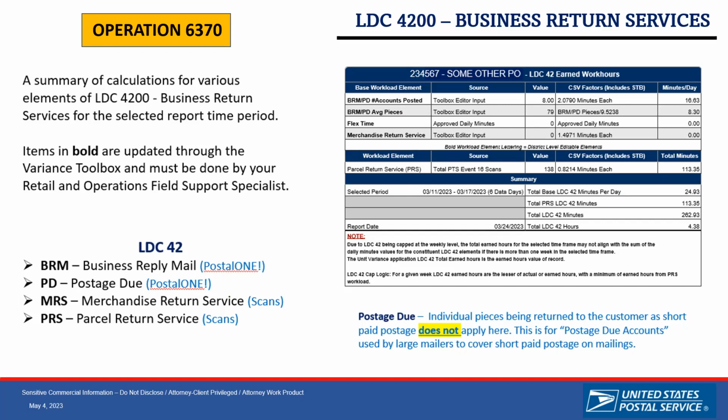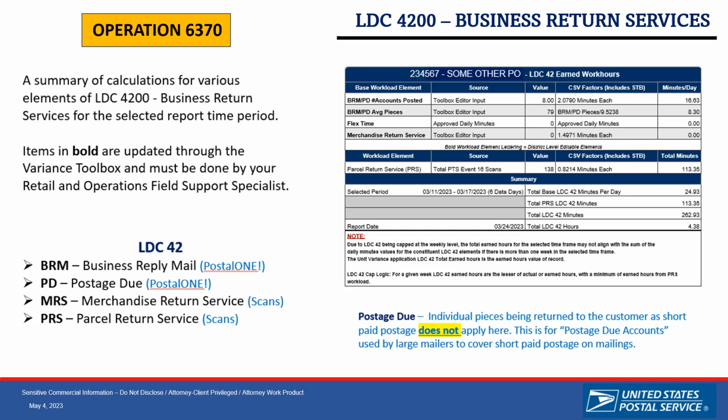By not maximizing that time and using it to perform the PRS duties, the BRM duties, the MRS, or the postage due, as your accounts get budgeted the next year, you stand to lose that time. If you look into where it says source, you'll see where it says toolbox editor input. That means the values to the right of that need to be updated in the CSV toolbox. And again, that's something that needs to be done by your field operations support specialist.